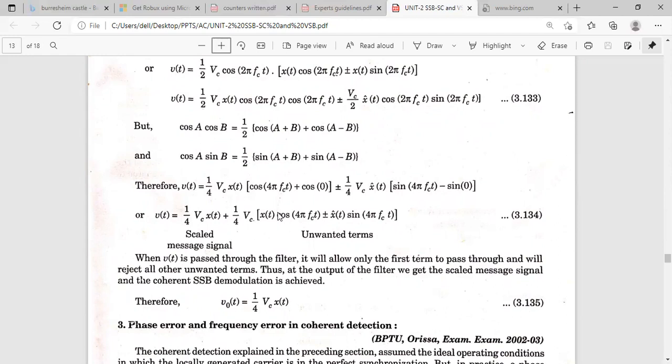Okay, wherever we have higher frequency terms, those are all unwanted terms, and when these terms pass through the low pass filter, these terms get rejected. And finally we have this scaled message signal at the output. x(t) is nothing but the message signal. So after passing through the low pass filter, the unwanted components will be rejected. Only the message signal will be transmitted to the output.